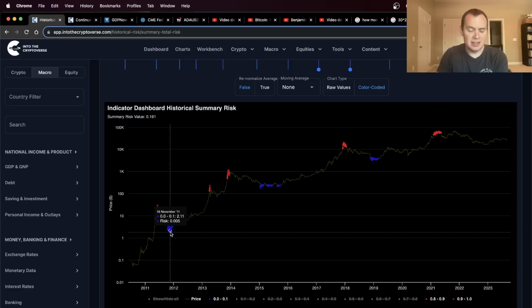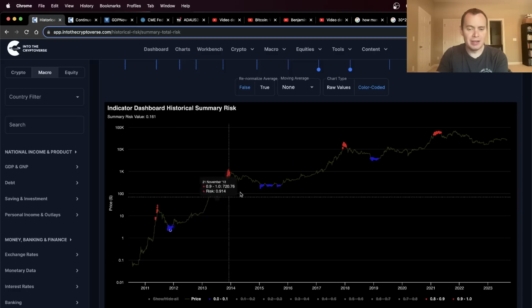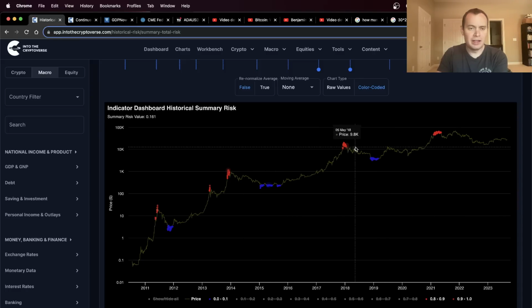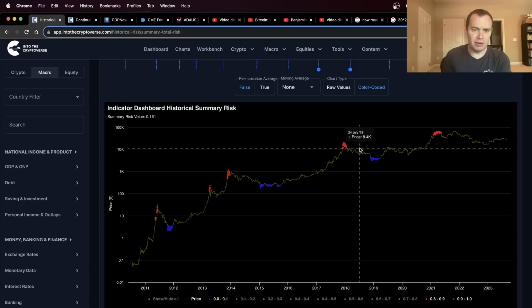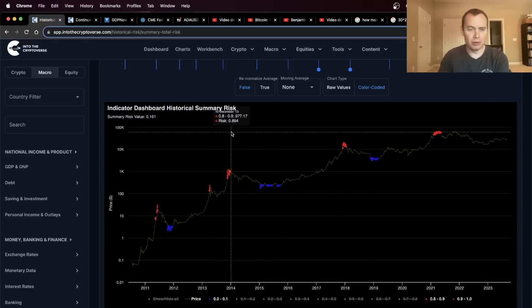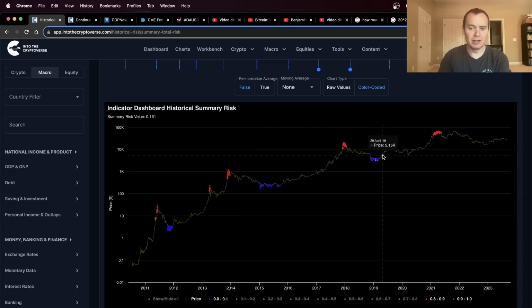It is a fact to say that in every pre-halving year, total indicator risk went to the 0 to 0.1 risk band. I will say that again. In every pre-halving year, in 2011, in 2015, in 2019, total indicator risk for Bitcoin, which includes price metrics and on-chain metrics and now social metrics, went to the 0 to 0.1 risk band every pre-halving year.